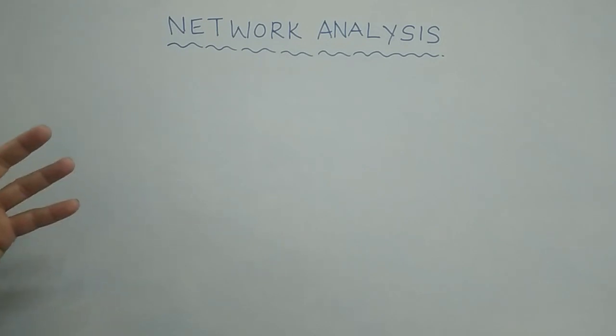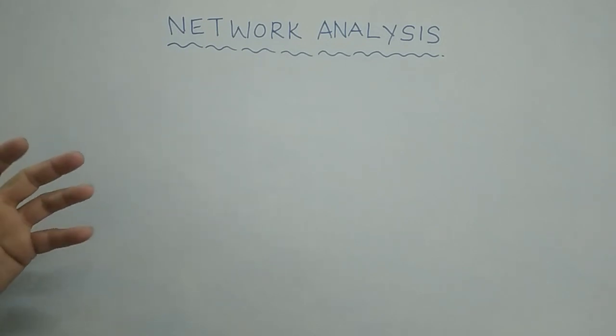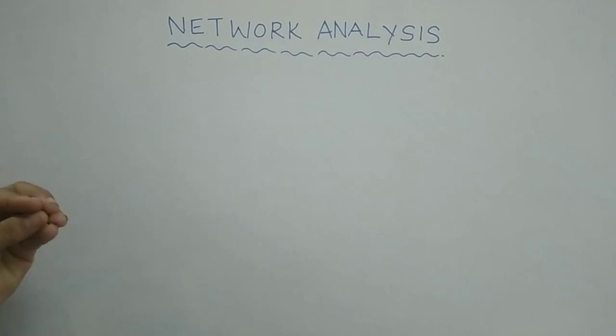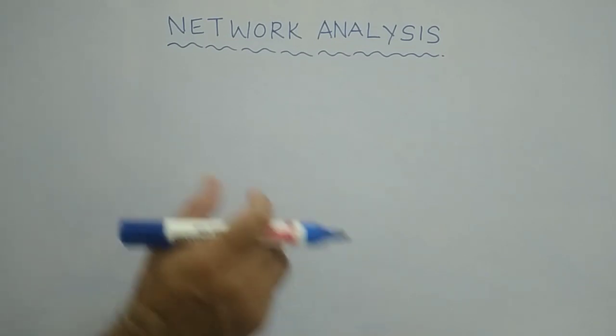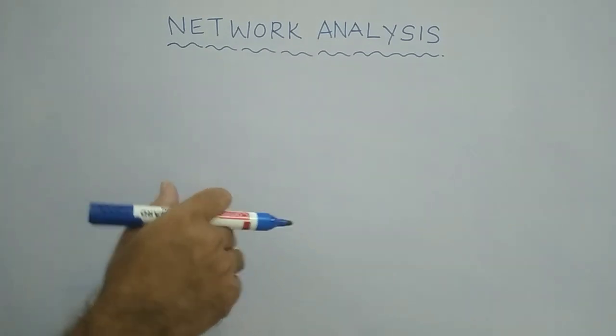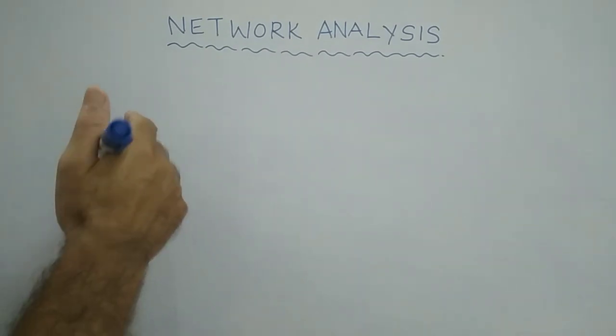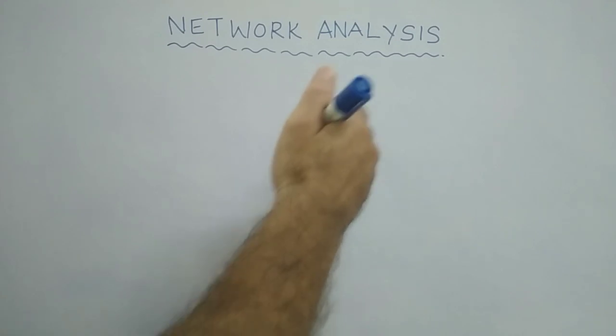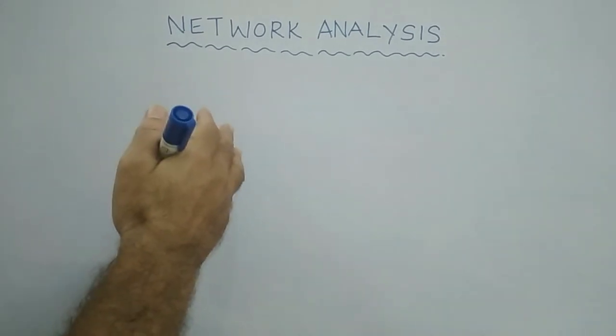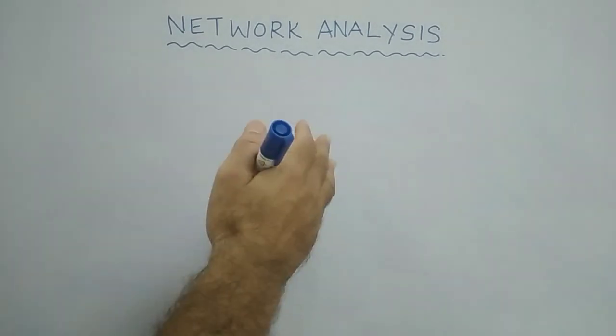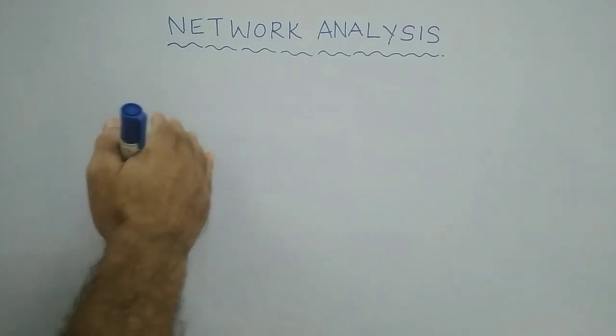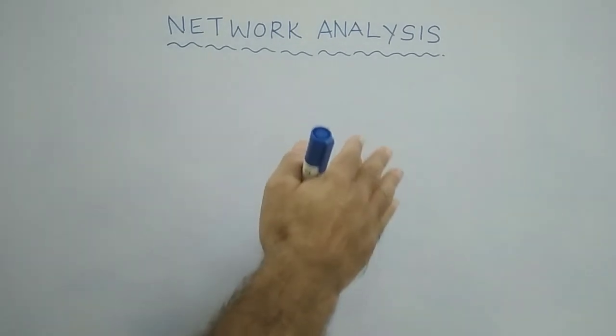So we will estimate the amount of current flowing through the circuit. That is a very important primary parameter that is to be obtained. Any physical system is represented in terms of a circuit, and we will analyze the circuit by estimating the flow of current within that circuit.